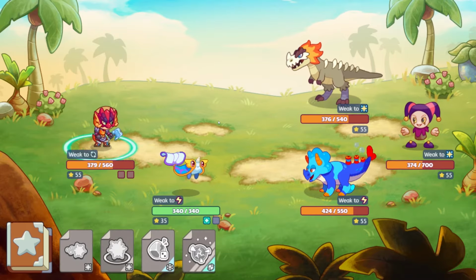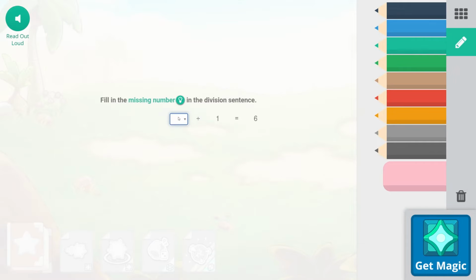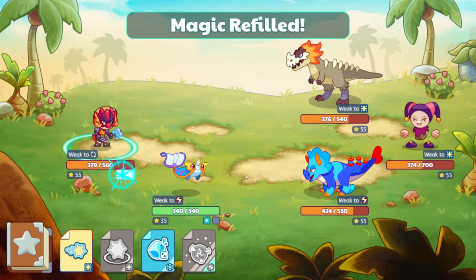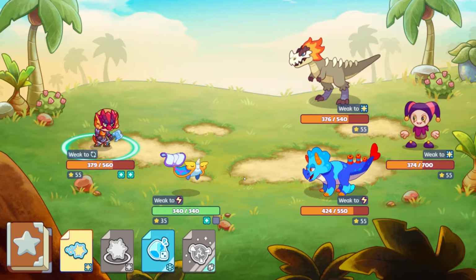All right. So the missing number, what divided by 1 equals 6? Well, if it's divided by 1, it's an identity statement, which is just saying that there are 6 groups that have one thing in them. There's one group that contains 6 things.